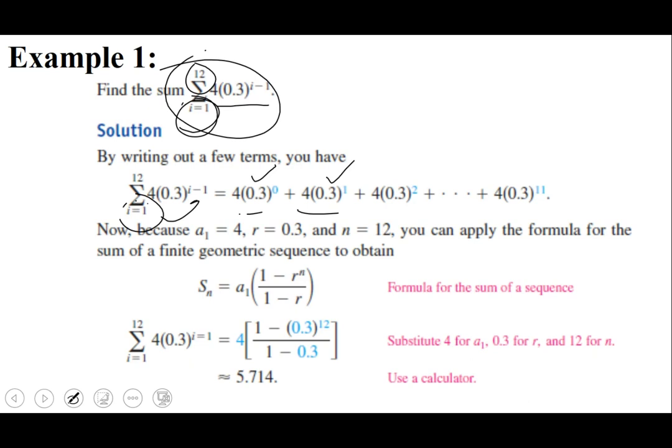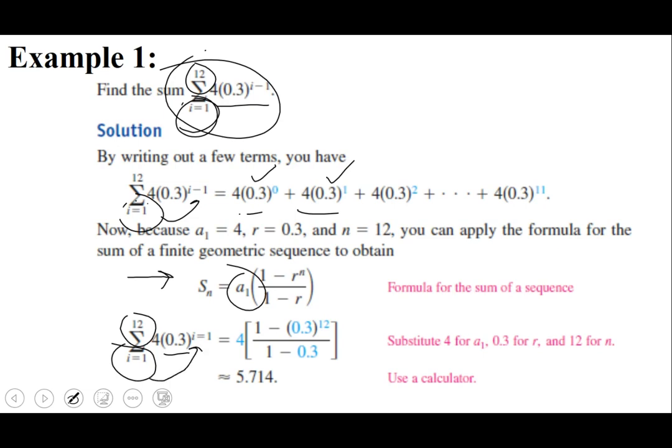As a little bit of a time saver, we're going to use this new formula. So the formula is only good if you're starting at 1. So if you're going from 1 to 12, you are adding up a total of 12 things. The common ratio is always what is being raised to an exponent, basically the base. This a1 is what you get when you plug 1 into this equation.